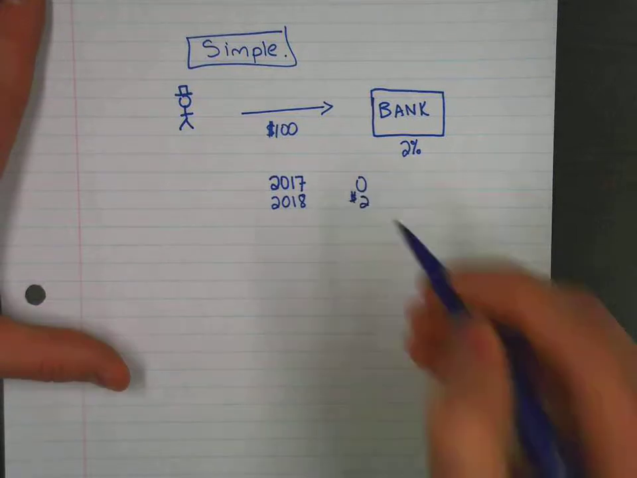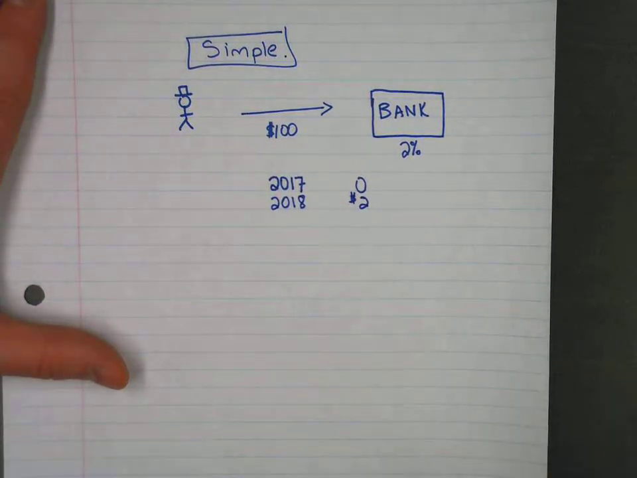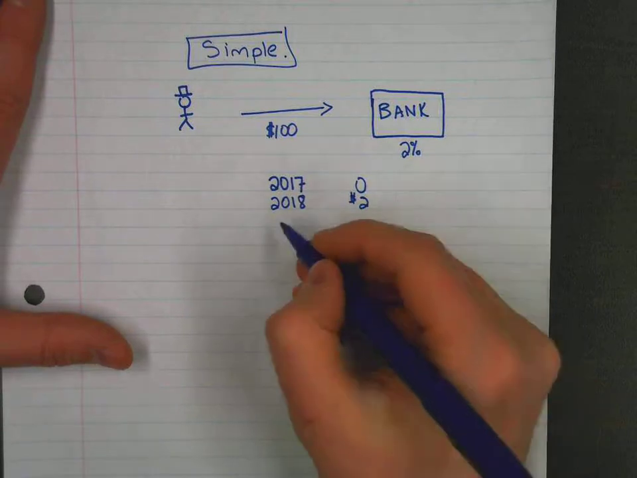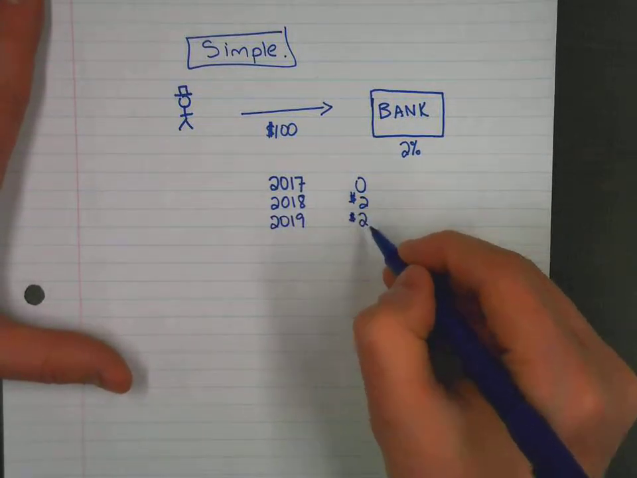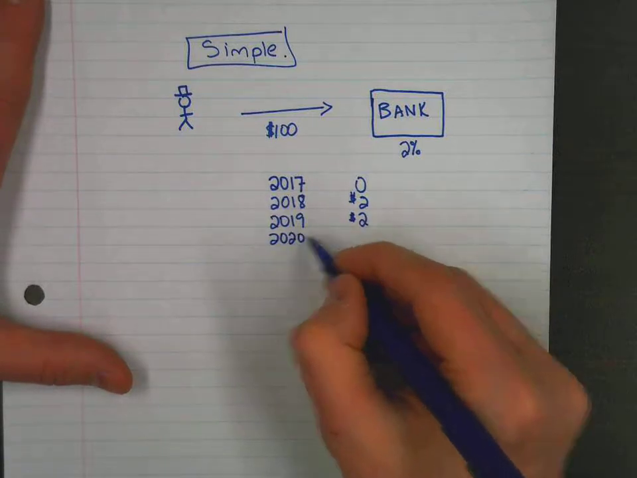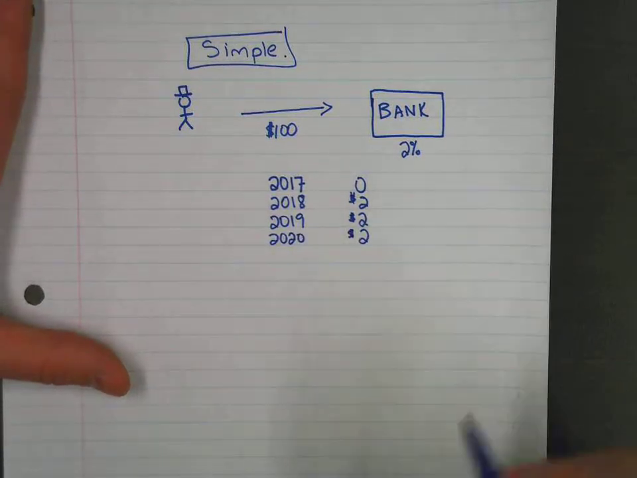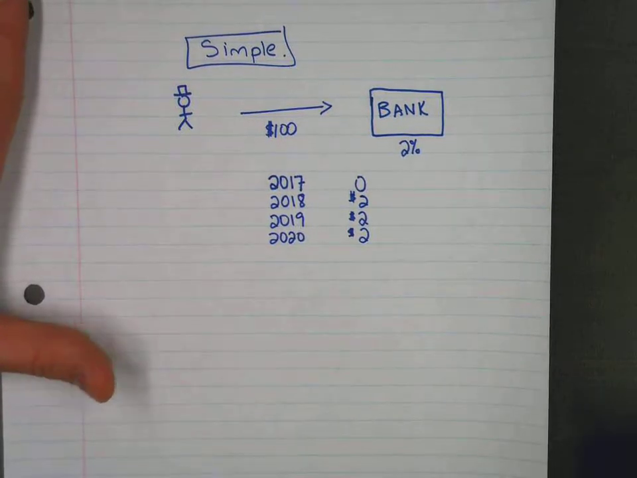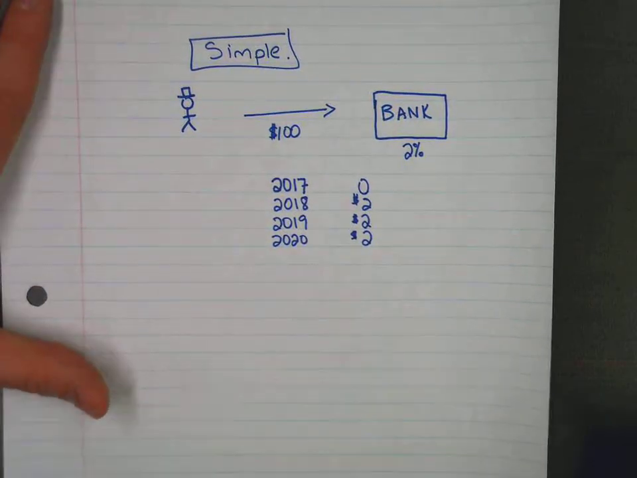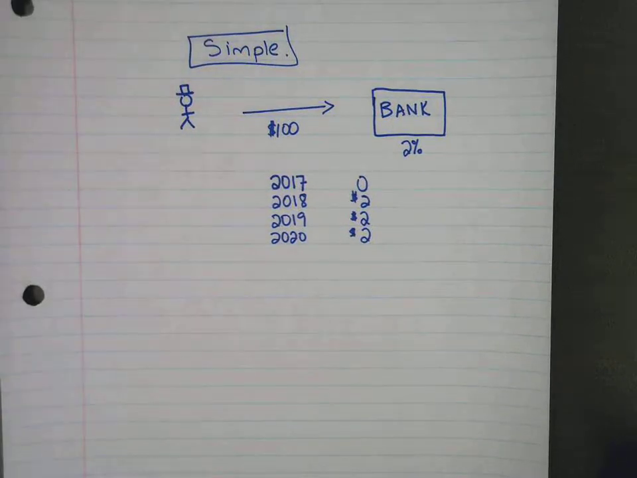So you get $2. And they keep the $100 in the bank, but they give you $2. In the following year, you come back and they're going to give you another $2. In 2020, they're going to give you another $2. Basically, every year, for as long as that money is in there, they're going to give you 2% of $100. It's simple interest because that's really fairly simple. Every year you get 2%.